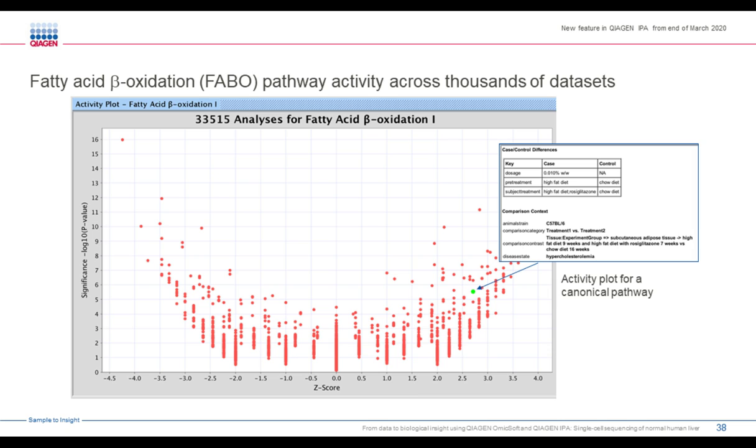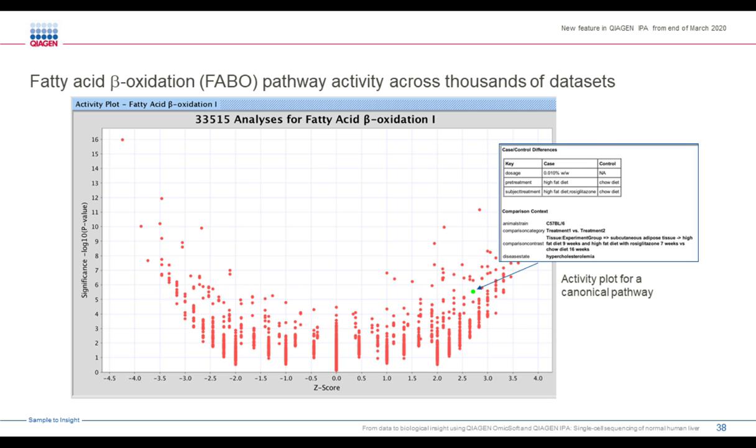All these dots represent a data set. On the x-axis, we have the z-score. On the right, predicted to be activated. On the left, predicted to be inhibited. And this is based on the log p-value. So the higher level, on the most right, is the most significantly predicted to be activated. On the left, higher level, the most significantly predicted to be inhibited. Just for the visualization, I look at that point. This is a particular data set. It was about high-fat diet, and this is a treatment where you use a PPAR agonist in specific conditions.